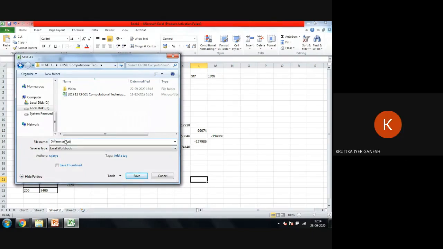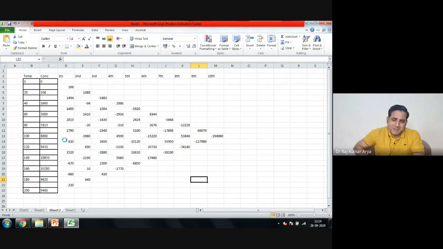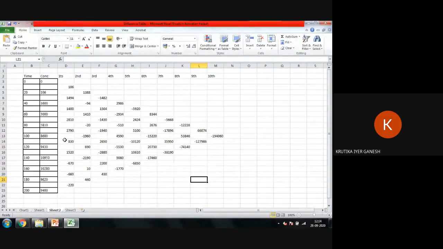I don't have a calculator with me. How can an engineer not have a calculator? Because I'm not living where I used to study BTech. That's why, sir. Because of lockdown.